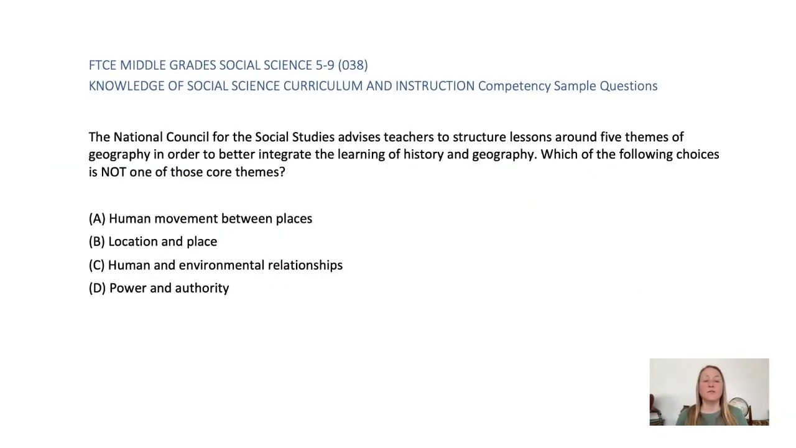The National Council for the Social Studies advises teachers to structure lessons around 5 themes of geography in order to better integrate the learning of history and geography. Which of the following choices is not one of those core themes? A, human movement between places. B, location and place. C, human and environmental relationships. Or D, power and authority.